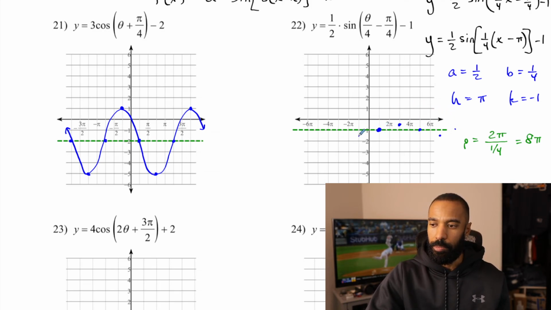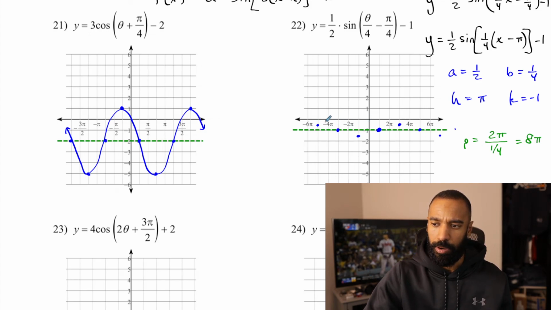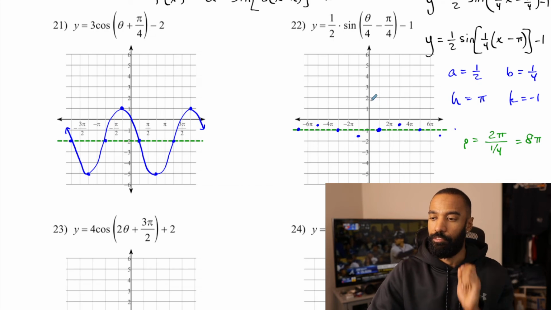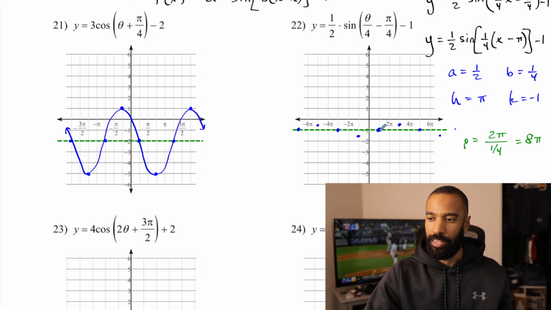So here's 1, 2 pi over here where we go down. 1, 2 pi over here where we hit midline. 1, 2 pi at peak. 1, 2 pi here at negative 7 pi, which is also 8 pi away from pi right there. And there's that sine graph again.